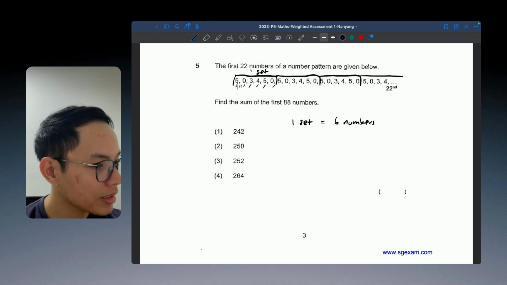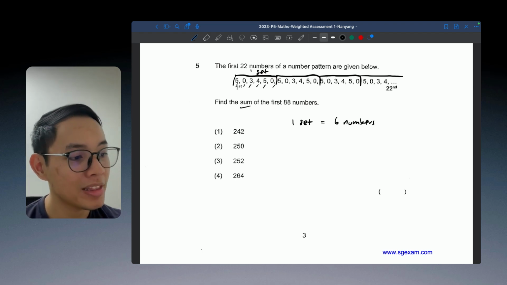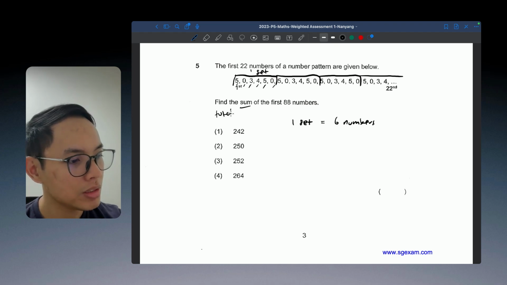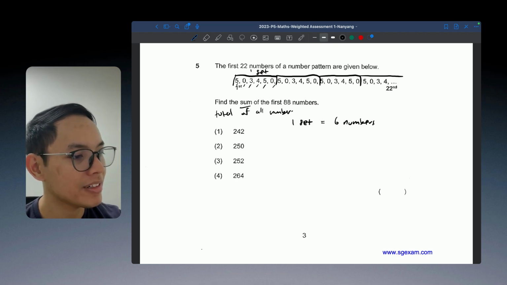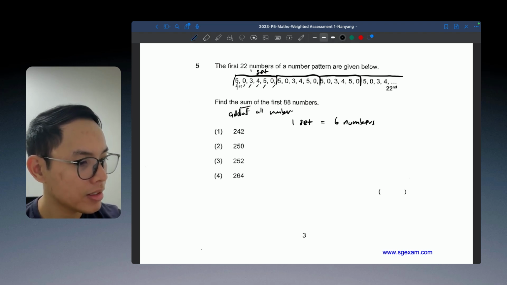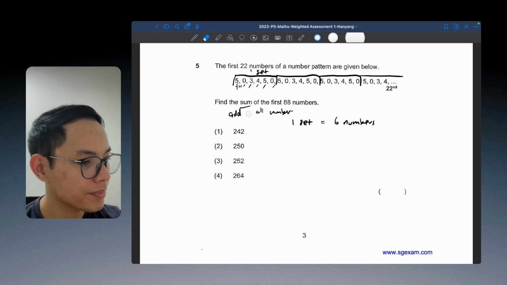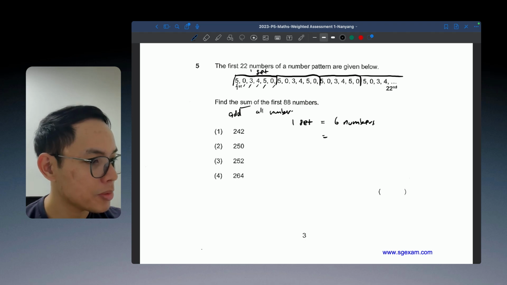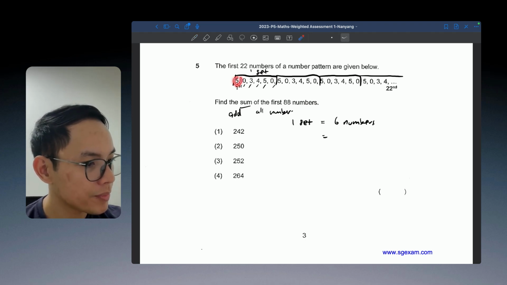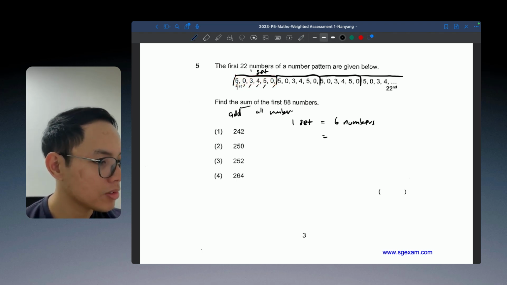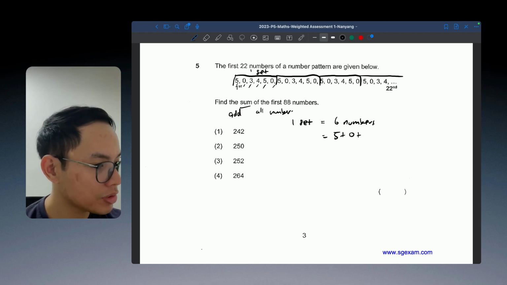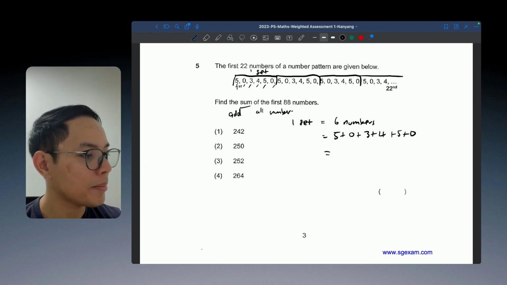Okay? Right? And you see this word sum. So what does sum mean? Means total of all numbers. Right? Sum means add all numbers. Right? Okay. So one set we have number 5, 0, 3, 4, 5, 0. Okay, so let's add them up first. So 5 plus 0 plus 3 plus 4 plus 5 plus 0.